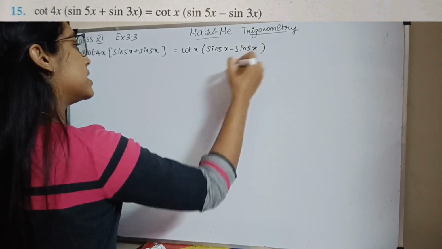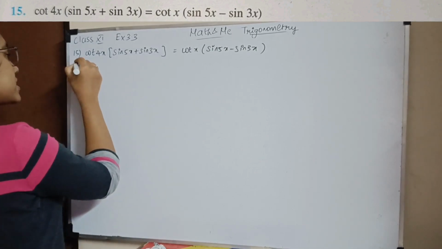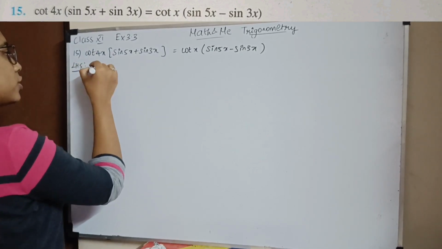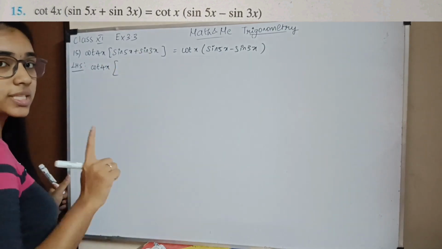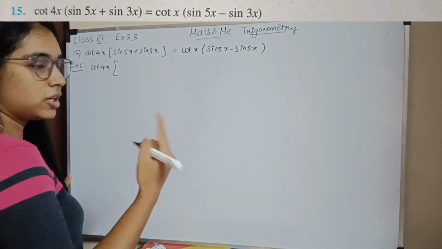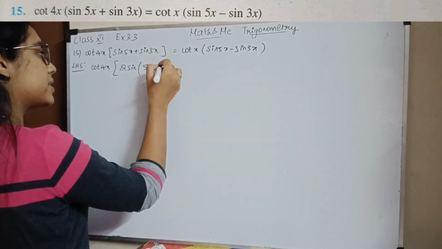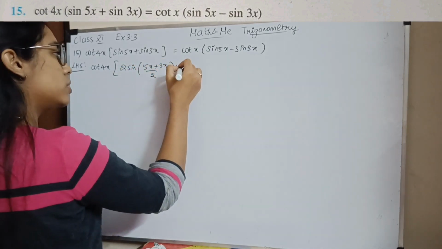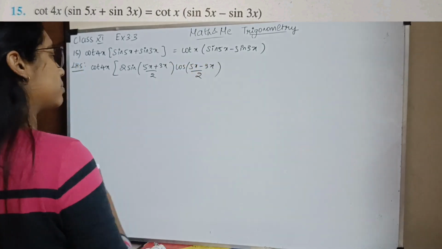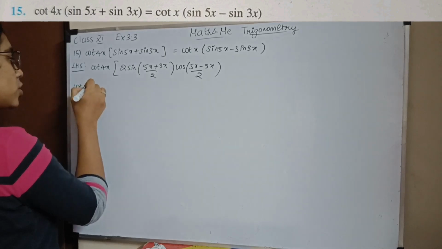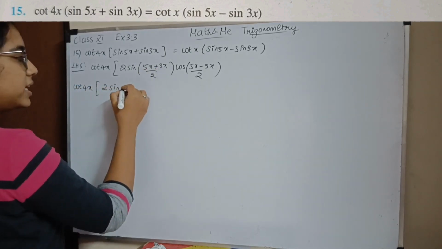So, in these kinds of questions, I have to solve my LHS and RHS separately and see if they are equal. So, first LHS. LHS is cot 4x times sin A plus sin B. Sin A plus sin B will be 2 sin cos. So, I have 2 sin (5x plus 3x) by 2 cos (5x minus 3x) divided by 2. So, in that it will be cot 4x times 2 times sin, 5 plus 3 is 8, 8 by 2 is 4.